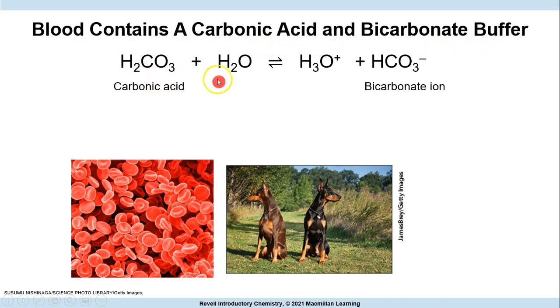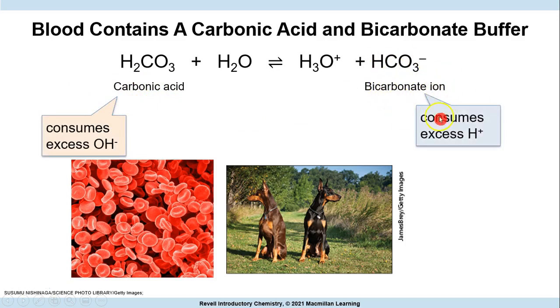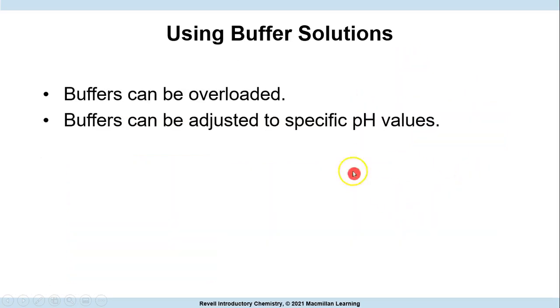Now, blood contains a carbonic acid and bicarbonate buffer. The carbonic acid and the bicarbonate ion will work just like we have explained. If there is any base, the base will be consumed by the carbonic acid. And if there is any acid that is added, the acid will be consumed by the bicarbonate ion here. So that is how they work.